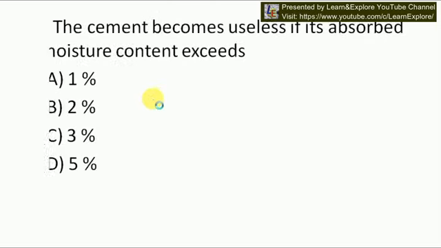Okay, so our next question. The cement becomes useless if its absorbed moisture content exists. So how much moisture content? The percentages are 1%, 2%, 3%, and 5%. So our option is D, 5%. The cement becomes useless if it absorbs 5% of moisture content, or more than 5% of moisture content. Okay, so our answer is D.